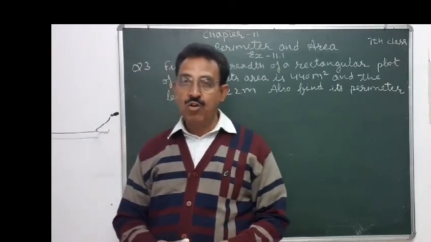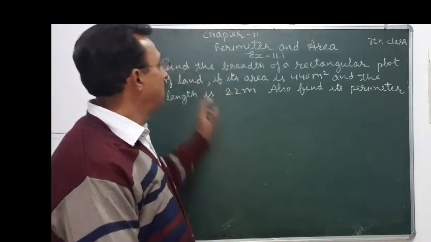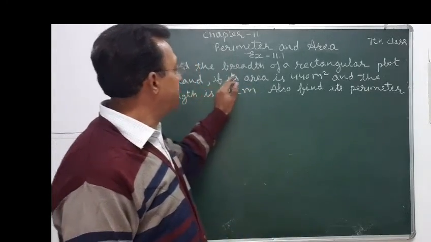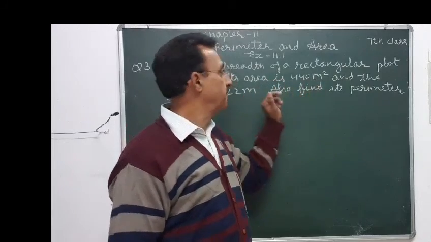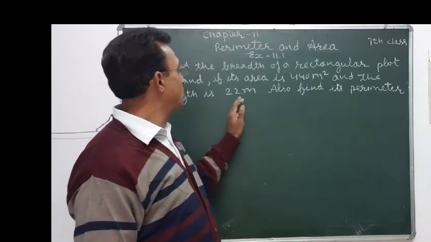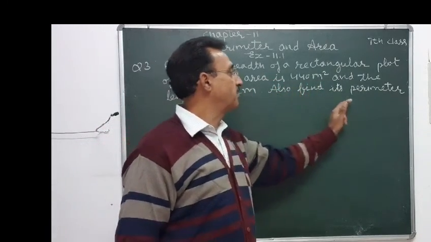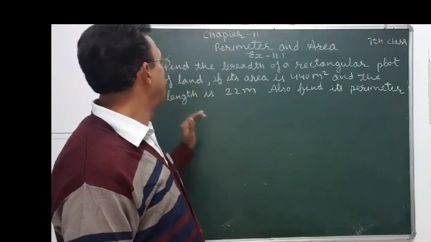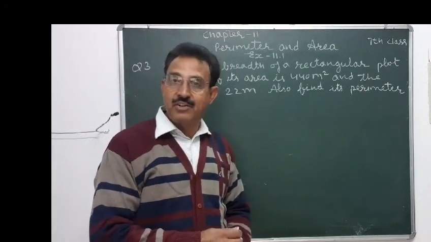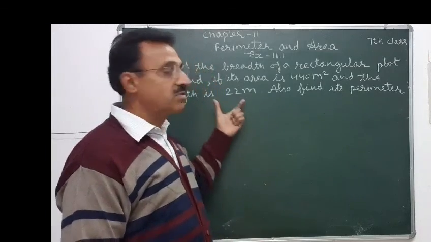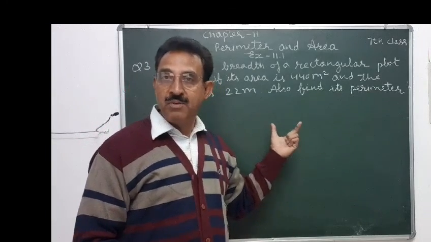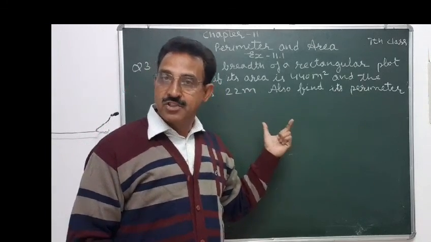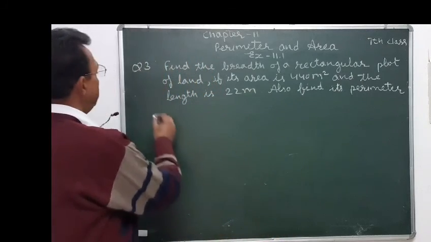And here is the statement of question number 3rd. Find the breadth of a rectangular plot of land if its area is 440 meters square and the length is 22 meter. Also find its perimeter. So we have to find out the perimeter and the breadth of the rectangular plot. So we'll start with the given. What is given in the statement?